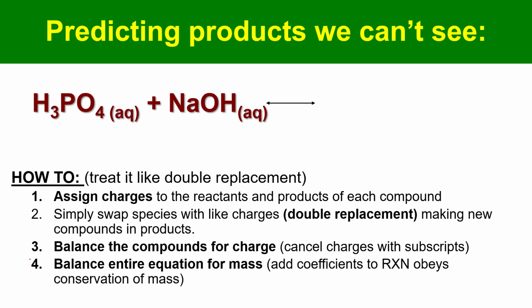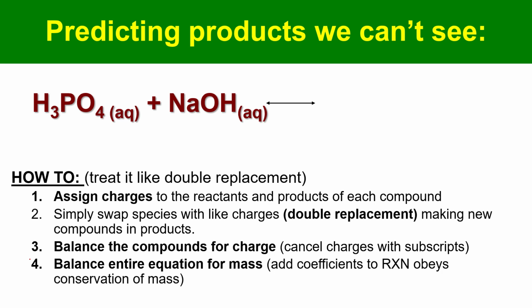So now let's get into the doing and start to predict your products of an acid and base reaction. And we are going to treat this just like double replacement, which we learned in the reactions unit. So flashback to that. And you guys know that the products of any acid-base reaction are salts and waters. So how we do this is pretty simple. The first thing we're going to do is assign charges to our reactants and products in each compound.